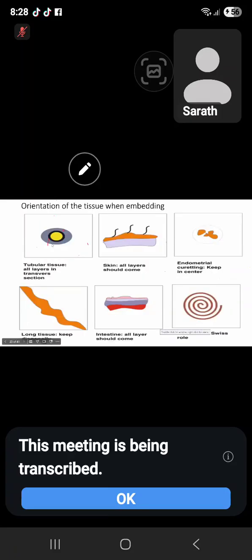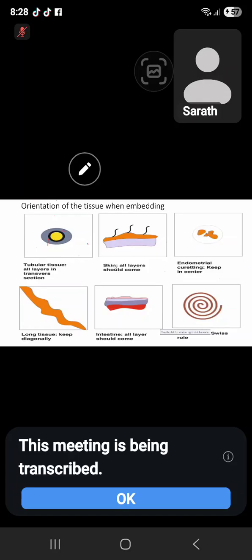So see how tubular tissues should be embedded like that, so that all the levels of the tube you can take. But if you keep it in this shape, in the longitudinal way, it is wrong. So this is actually a transverse cross section like that. Tubular tissues are embedded like that.